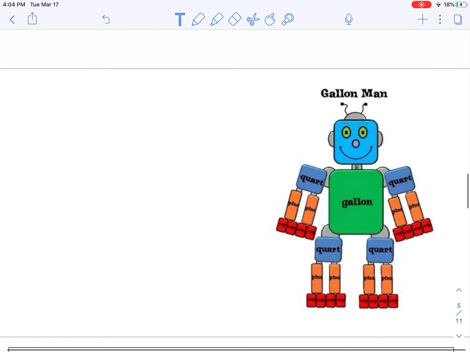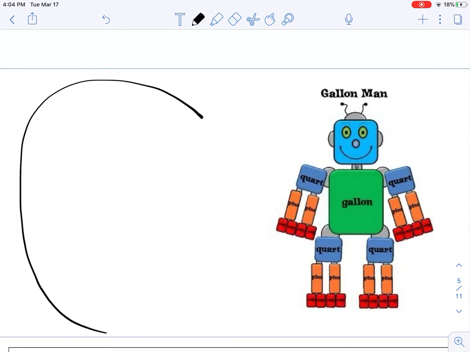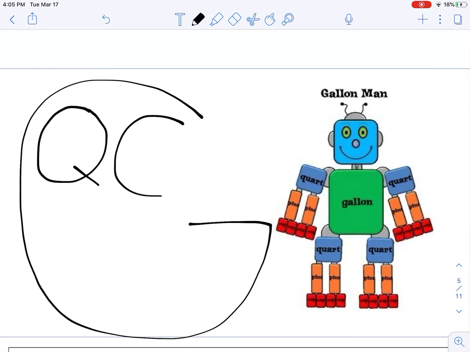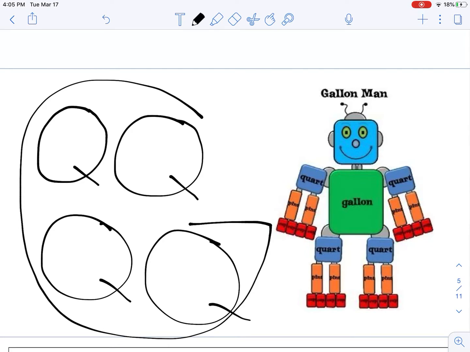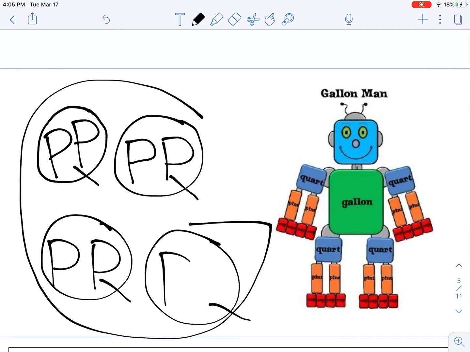Alright guys, here's a Gallon Man. I like this fun robot picture, but I also want to show you another version of Gallon Man that I enjoy. I like to call him the Super G. Start off with our gallon here, which represents the G, the gallon. Inside a gallon, each gallon has 4 quarts. And inside each quart, we have 2 pints. So those P's stand for pints. And last but not least, inside those pints, we're going to have 2 C's, which is going to represent cups.